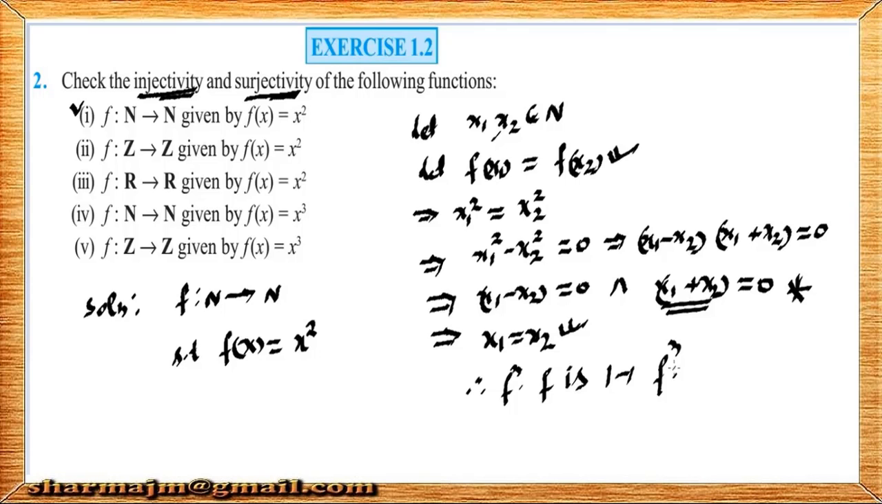Further you can see, if you take any natural number, its square will be unique. So this function is one-one. If you take 1, then 1 square is 1. Let us make the diagrammatic view of this.